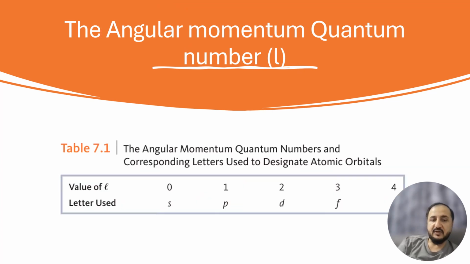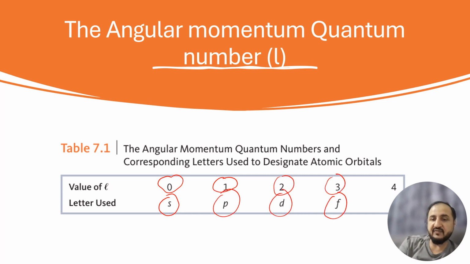You can see the value of L. If you have 0, you're talking about subshell S, or you can call it the sub-energy level now, not the orbital. If it is 1, it is P; 2, it is D; 3, it is F; and 4 is G, which you cannot see here, but G is a little bit higher in energy. These are the angular momentum quantum numbers and the corresponding letters used to designate atomic orbitals. First we talked about the principal quantum number, which shows the shell or the energy level, and now we are talking about the atomic orbitals.